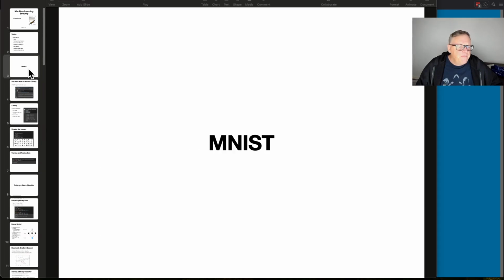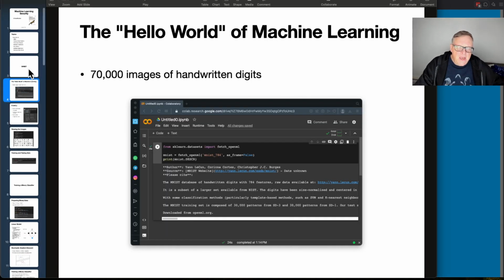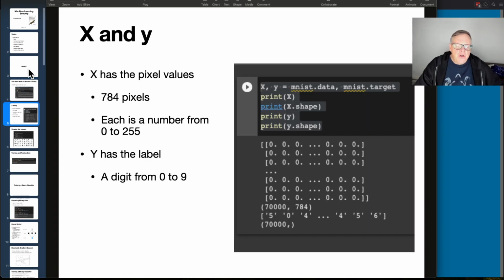So, MNIST is from a U.S. government agency, and it has handwritten digits that were written by American census takers. You can download this database, and we're using a bunch of databases that are all famous for machine learning training. There's a bunch of common databases you can easily get online to train machine learning models.